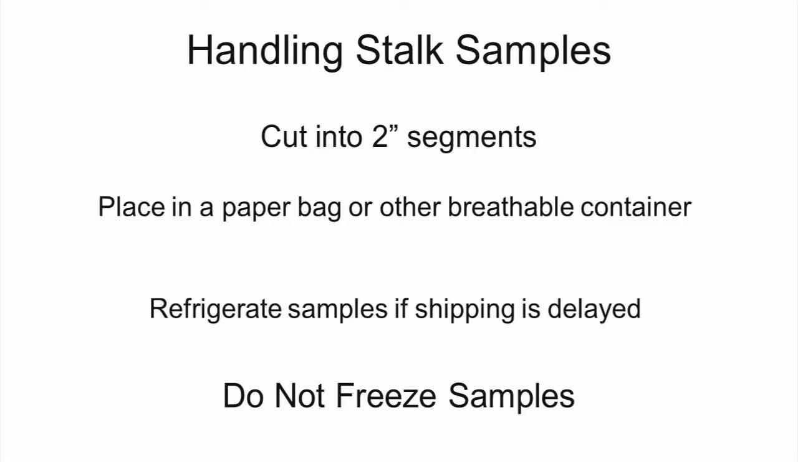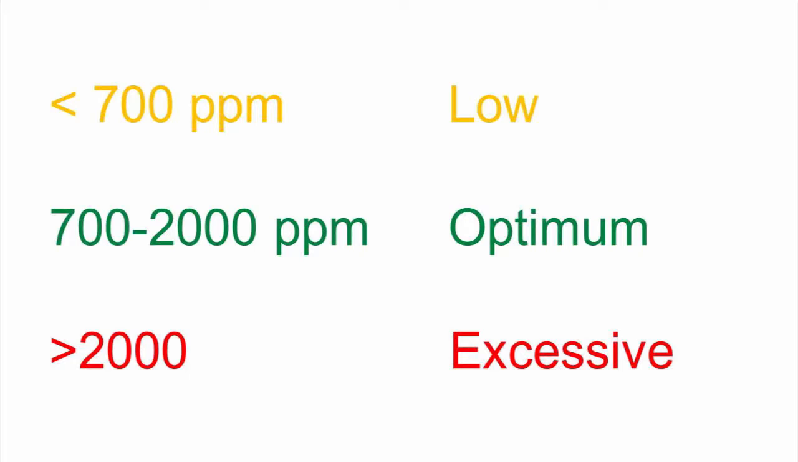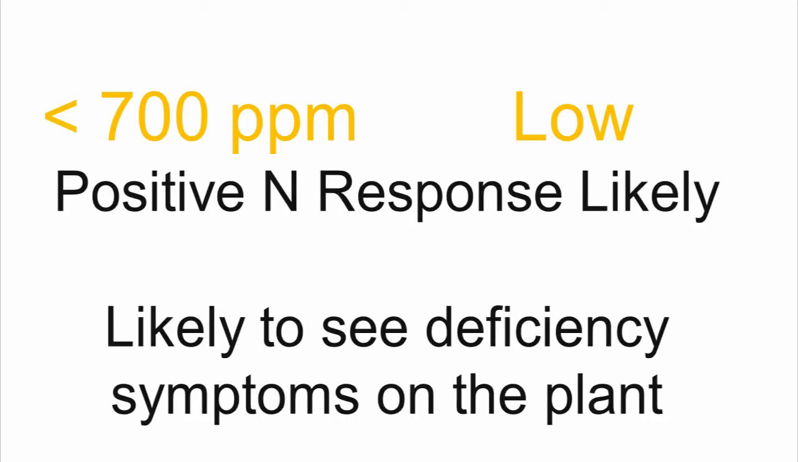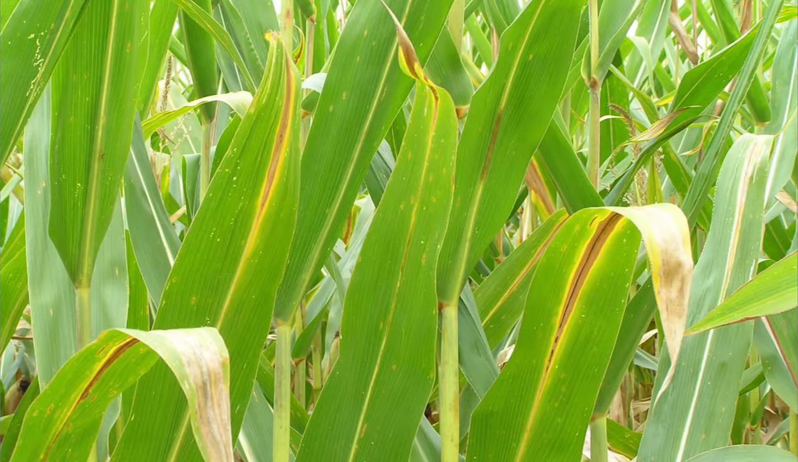Based on the findings in the field research, three ranges of test result values, low, optimum, and high, have been established. A test result of less than 700 parts per million is low and nitrogen likely limited yield. Nitrogen management should be evaluated to determine why the nitrogen supply was inadequate and management changed accordingly. There is a good probability that there would have been a profitable response to more nitrogen in this field. Corn probably was showing nitrogen deficiency symptoms.